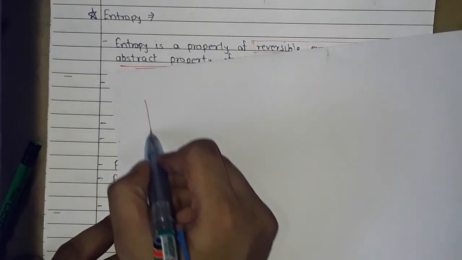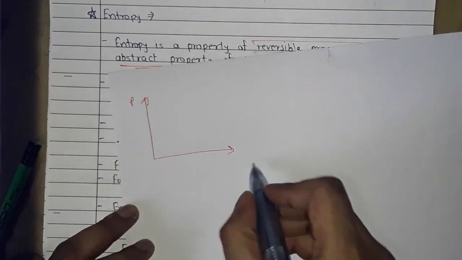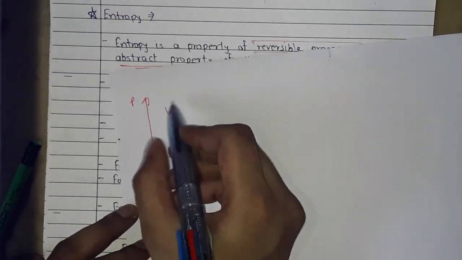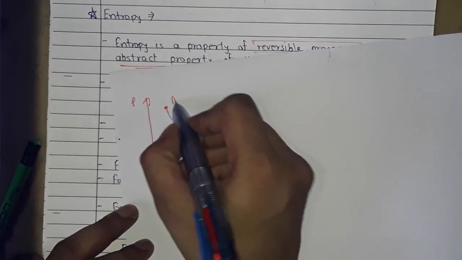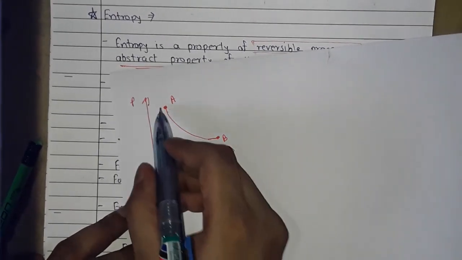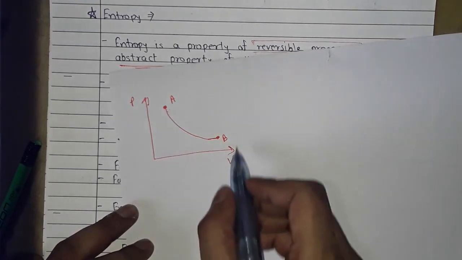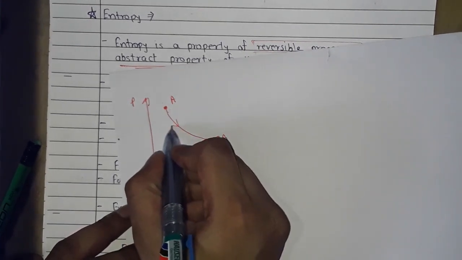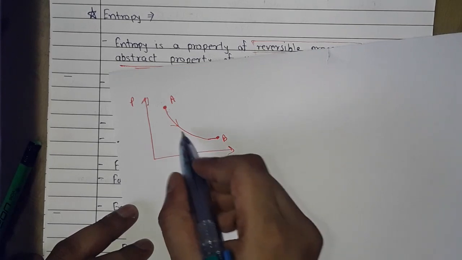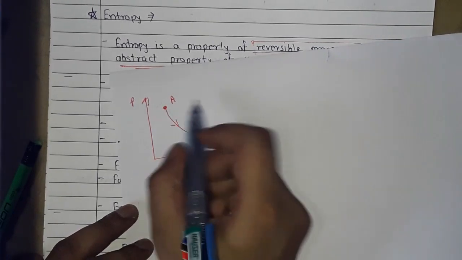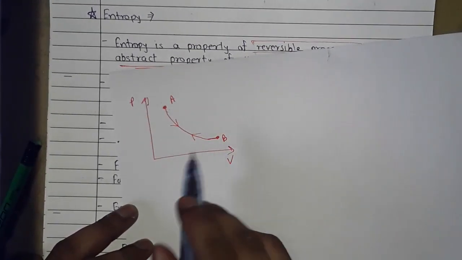Here, friends, reversible process means, suppose this is a PV diagram and this is a process, cycle, or path. This is state A and this is state B. This is the initial position and this is the final position. The process goes from A to B, and then again it reverses and goes back to the initial position, that is A. This process is called a reversible process.